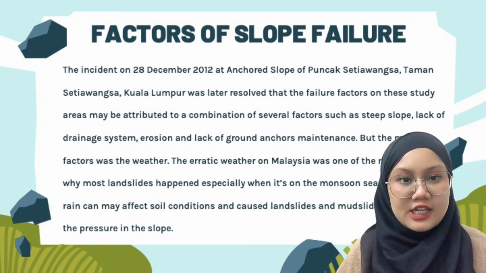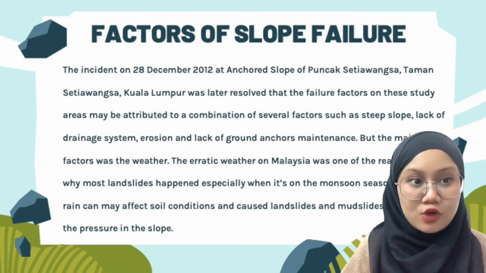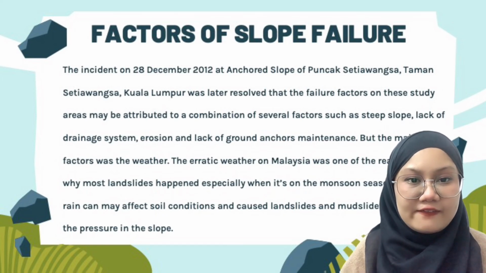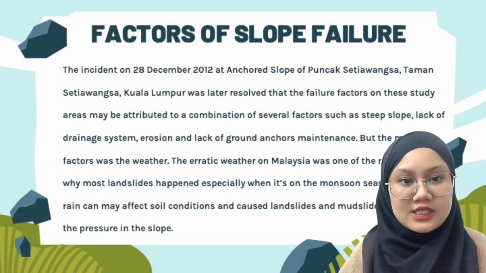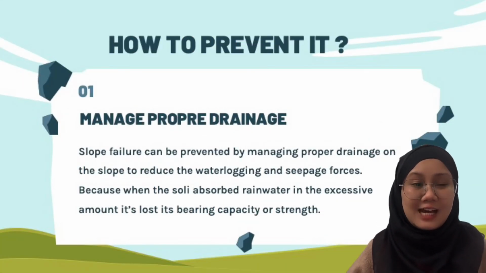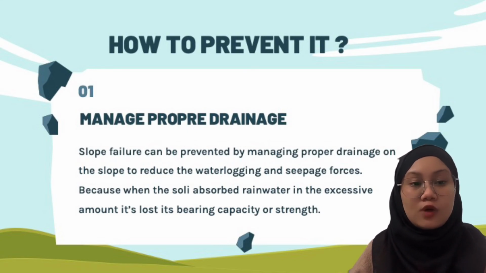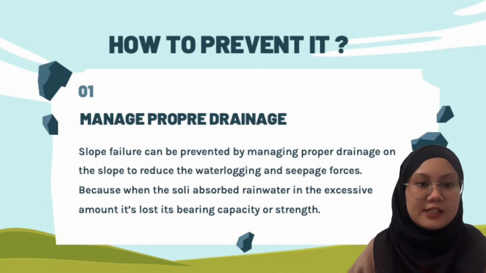The erratic weather in Malaysia is one of the reasons most landslides happen, especially during the monsoon seasons. The heavy rain may affect the soil conditions and cause landslides and mudslides as it changes the pressure in the slope. Okay, now I'm going to share with you some tips on how to prevent slope failure from happening. First, we need to manage proper drainage. Slope failure can be prevented by managing proper drainage on the slope to reduce waterlogging and seepage forces. Because when the soil absorbs rainwater in excessive amounts, it loses its bearing capacity.